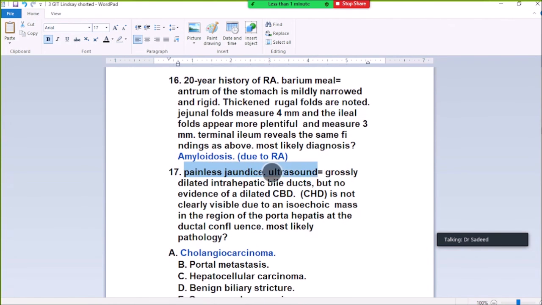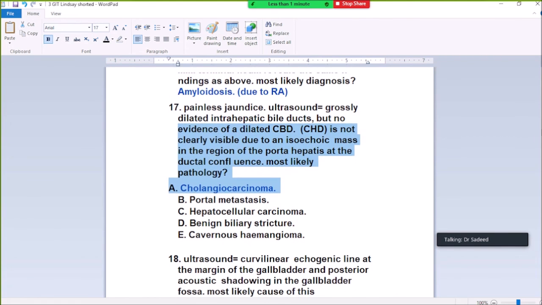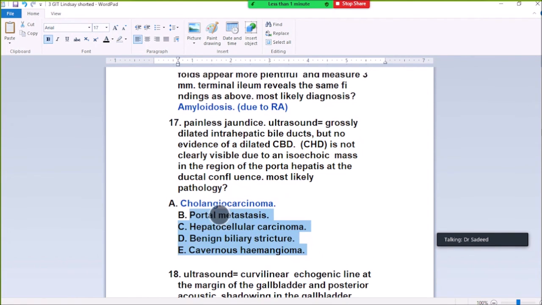Question 17. Painless jaundice. Ultrasound shows grossly dilated intrahepatic bile ducts, but no evidence of dilated CBD. Common hepatic duct is not clearly visible, with an isoechoic mass in the region of porta hepatis at the ductal confluence. Most likely pathology: cholangiocarcinoma. Rest of the options don't make sense. Here the mass is in the region of the porta hepatis at the duct confluence, and there are grossly dilated intrahepatic ducts, so these findings are seen in cholangiocarcinoma or Klatskin tumor. Rest are all different findings. It cannot be portal metastasis, it cannot be hepatocellular carcinoma. These do not make sense.